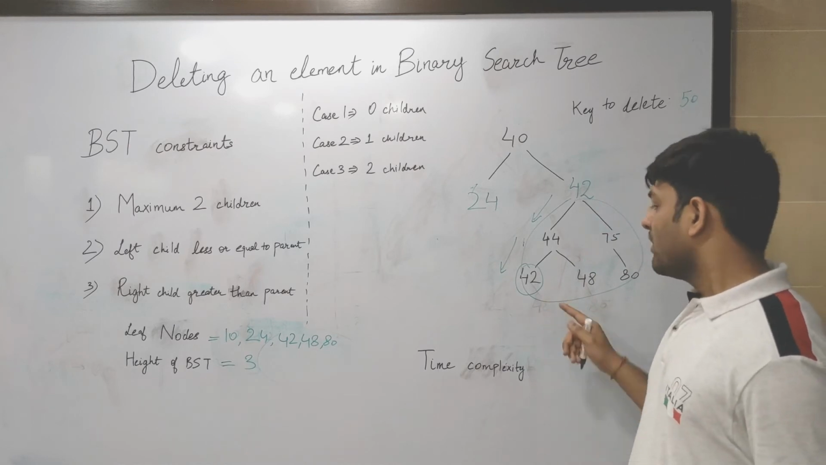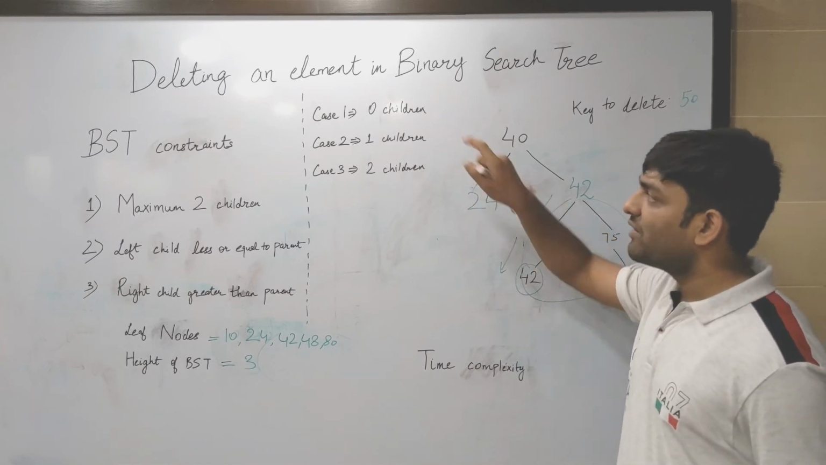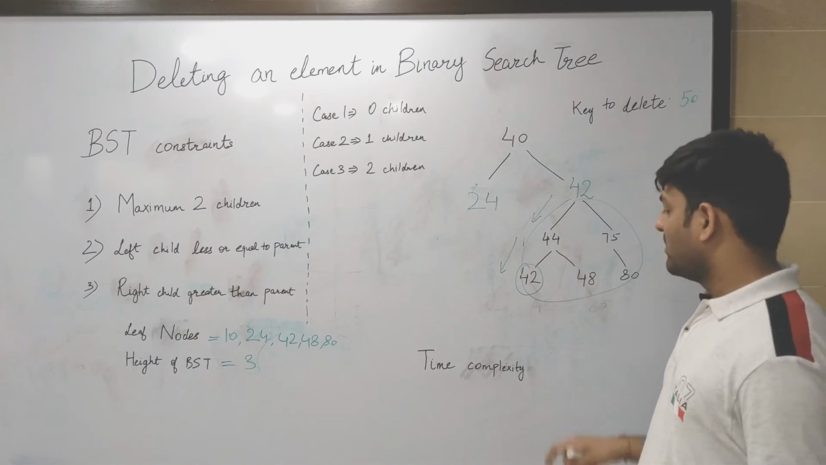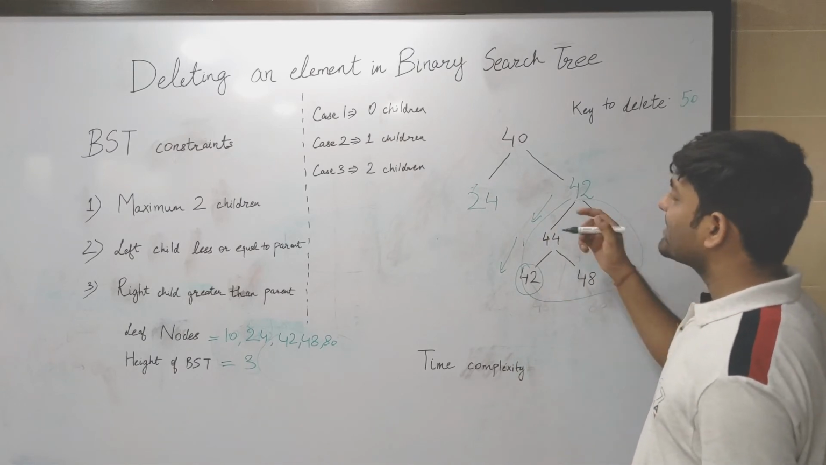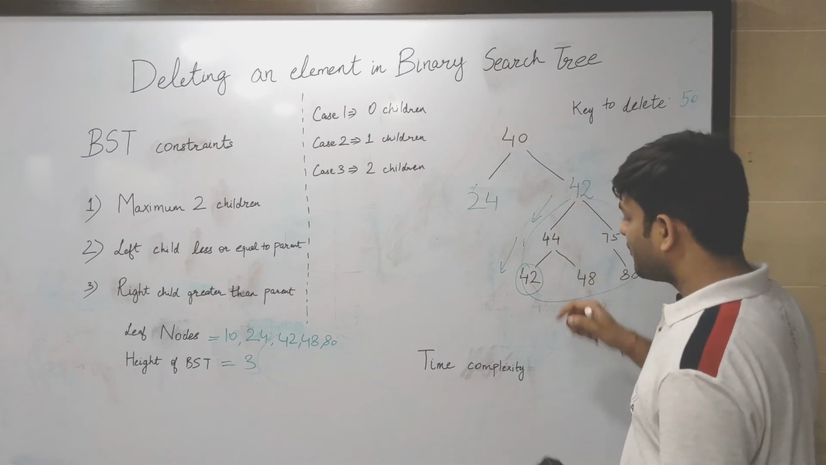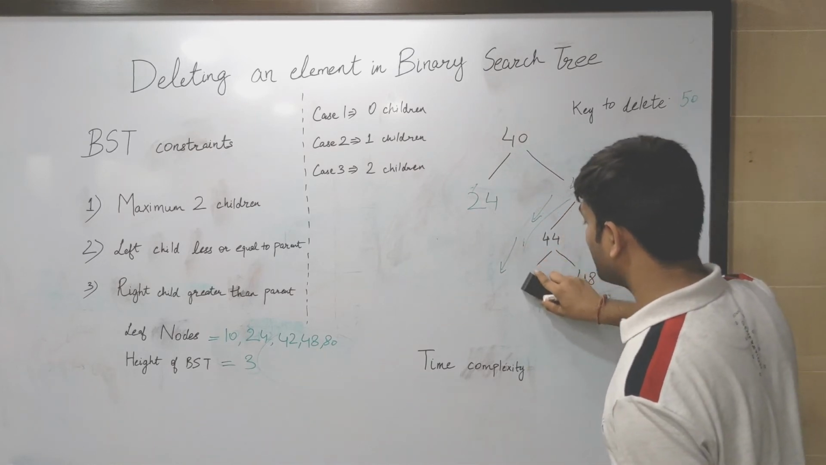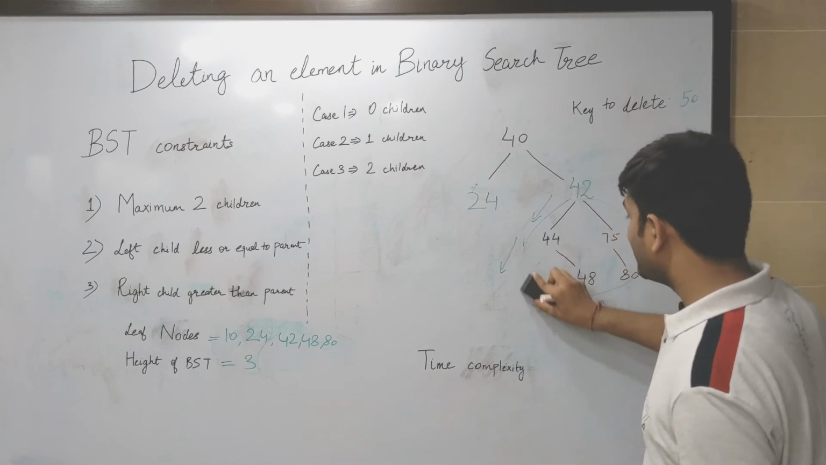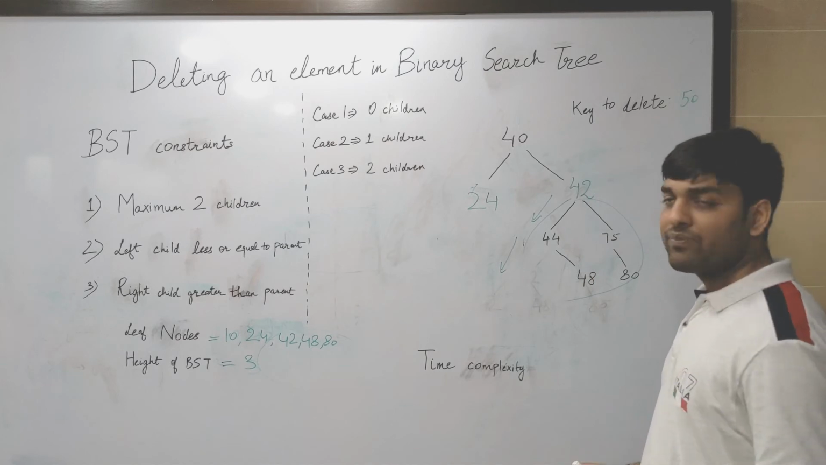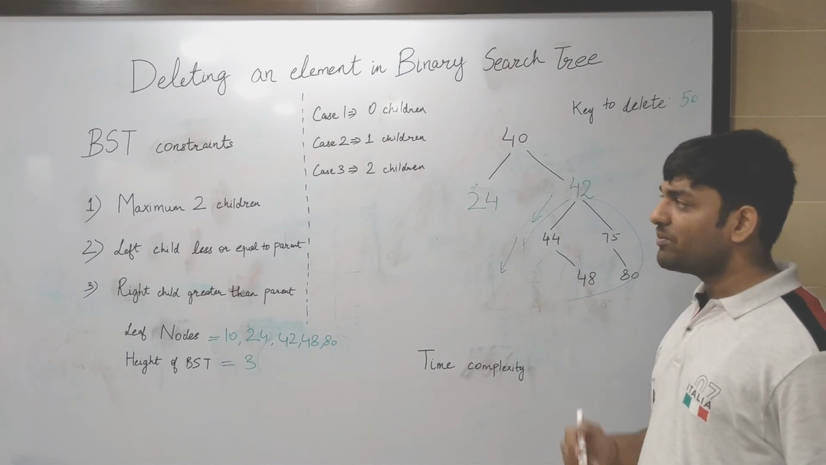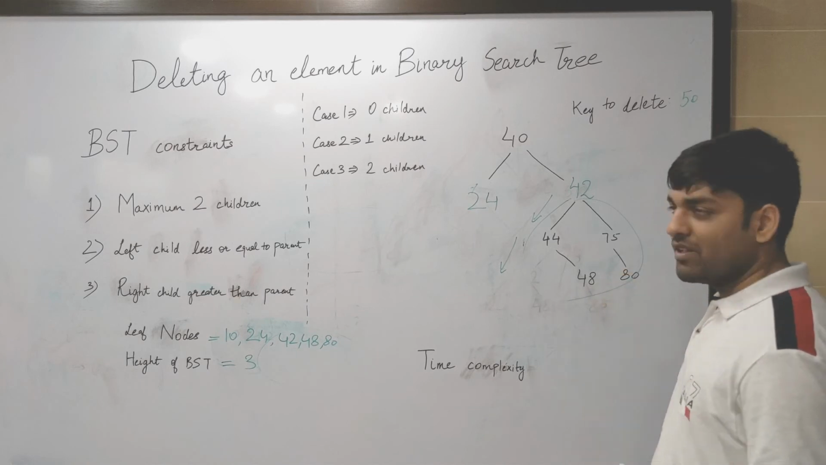In this case, it is simply our first case, which is we want to delete a node with 0 children. That is 42. So now we'll simply follow the procedure for deleting in case 1. We'll traverse to 42 and delete it since it's a leaf node. Now after deletion, our binary search tree looks like this. As you can see, in this case also, the properties of the binary search tree are preserved.